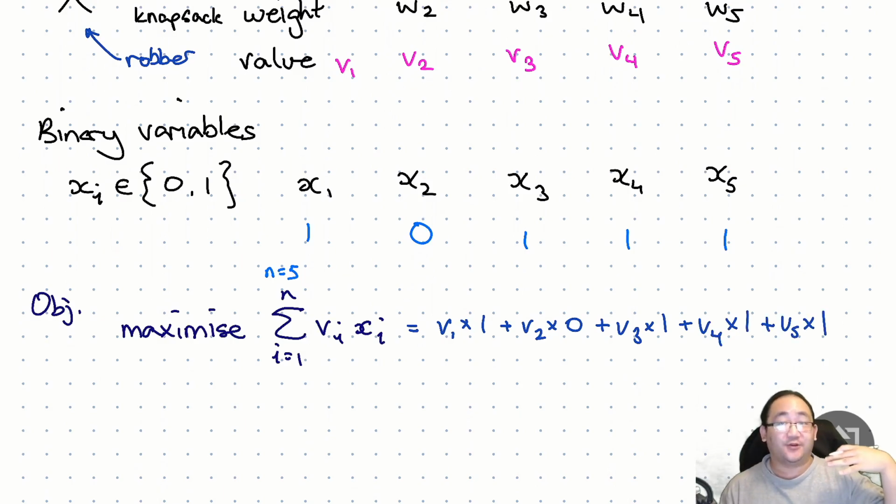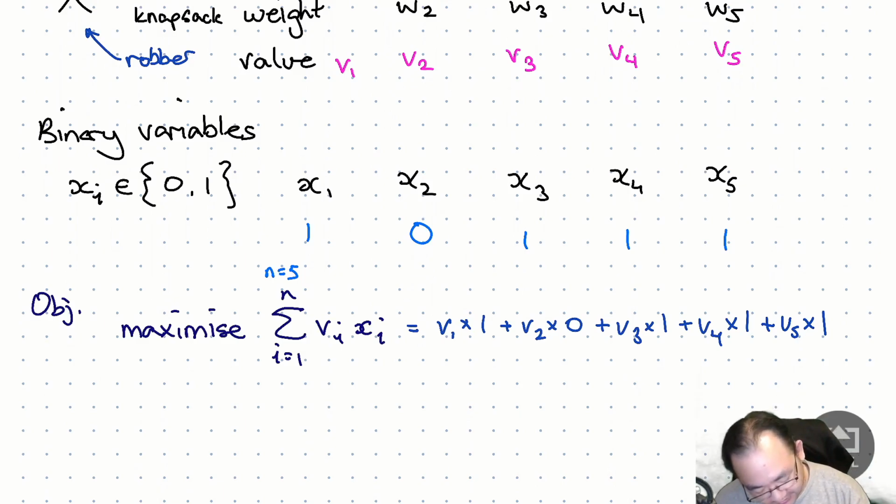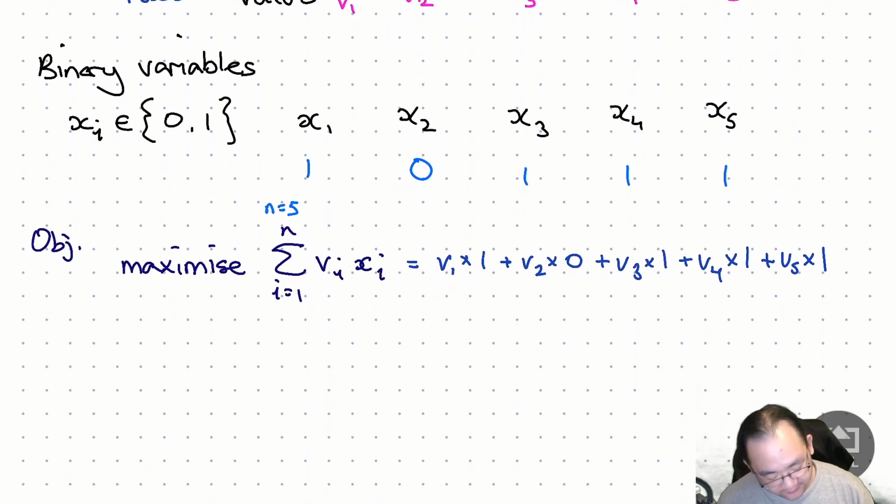You can see how the binary variable works: if we say x2 is equal to 0, we're not choosing the item, so we are effectively not adding that value. So you can kind of see how that summation works. I'm assuming here you understand the sigma notation of summation. If not, I will ask you to brush up on that.